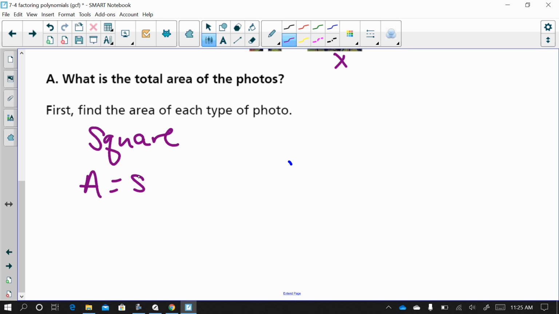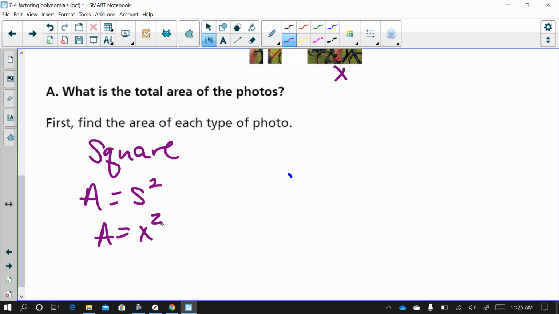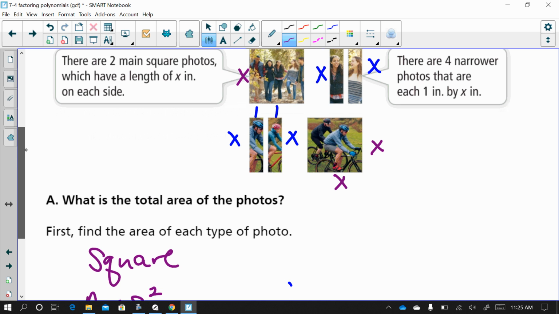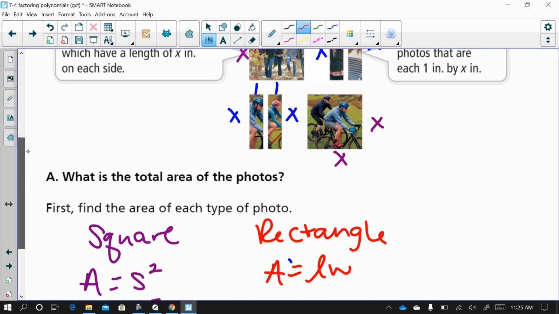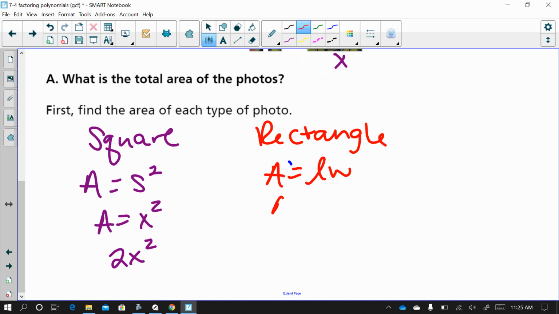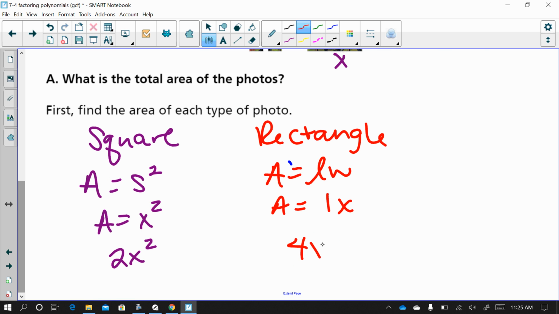Okay, so my square photos, area equals side squared. How long is my side on this square? Well, it's just x. So my area here is x squared. And how many of those do I have? I have 2. So I have 2x squared. Now for the rectangles, area equals length times width. Okay, how long is it? X. And how wide is it? 1. So area equals 1x. And how many of those do I have? 1, 2, 3, 4. So it's really 4x. So total means add. So my total area is 2x squared plus 4x.